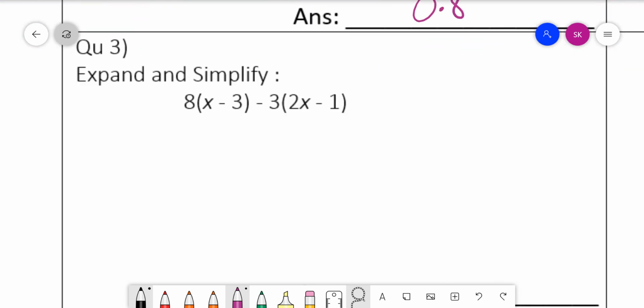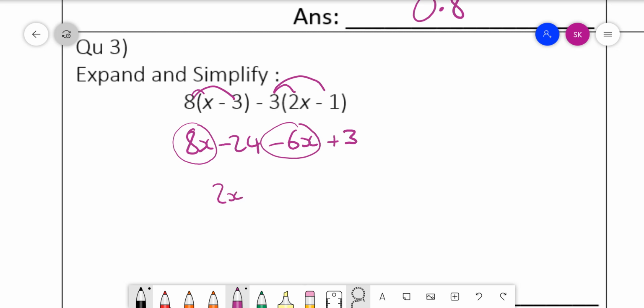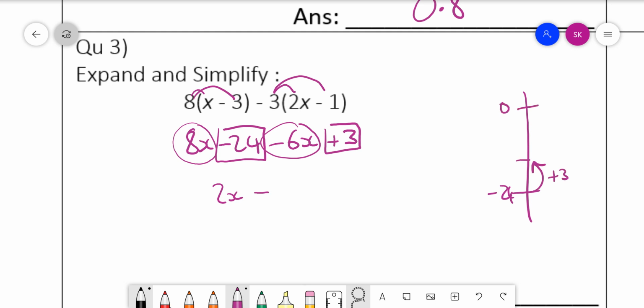Question 3 says expand and simplify. So we've got 8 times x, which is 8x. 8 times negative 3 is negative 24. Negative 3 times 2x is negative 6x. Negative 3 times negative 1 is positive 3. 8x minus 6x is 2x. Negative 24 plus 3 is the same as starting at negative 24 and going up towards 0 by 3, which is negative 21. And that's it.